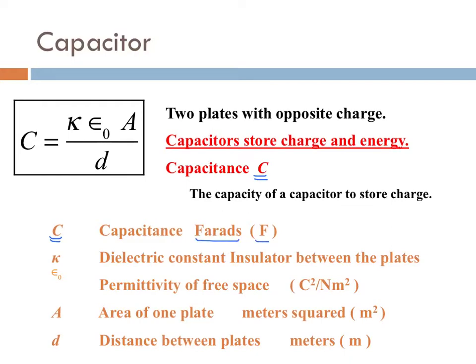So everything in parentheses is a unit. K is going to be the dielectric constant. It's the insulator between the plates. And we'll talk about that in the next slide. E naught, we've seen this value before. It's the permittivity of free space. It's equal to 1 over 4 pi times K, which is 9 times 10 to the 9th.